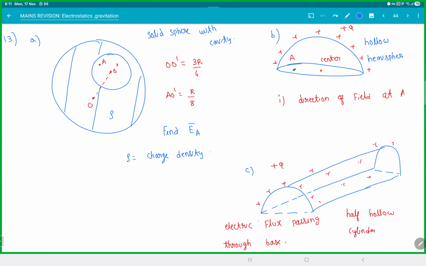We have a hollow hemisphere with charge plus Q. Find the direction of the field at point A. A is somewhere here. That's a good theoretical question. We have an infinite half hollow cylinder. Find the electric flux passing through the base. Let's get them. Hope you guys remember that result, field inside a cavity. Quite an important one.